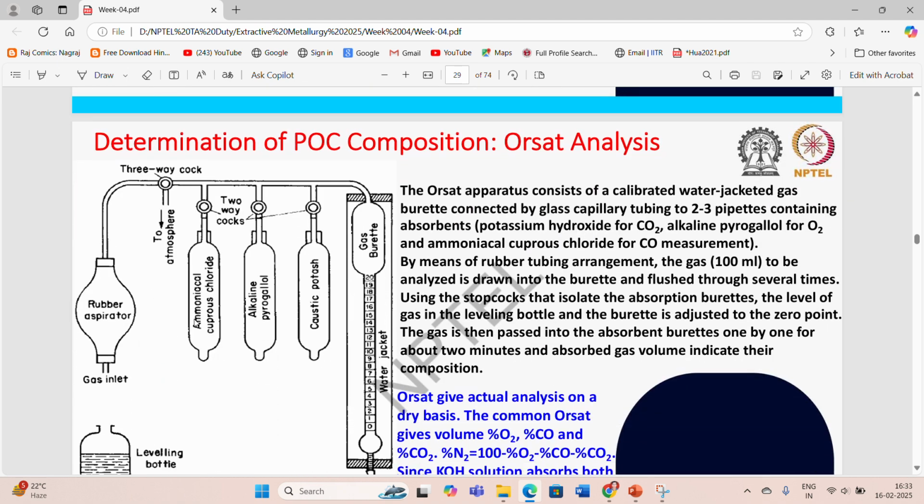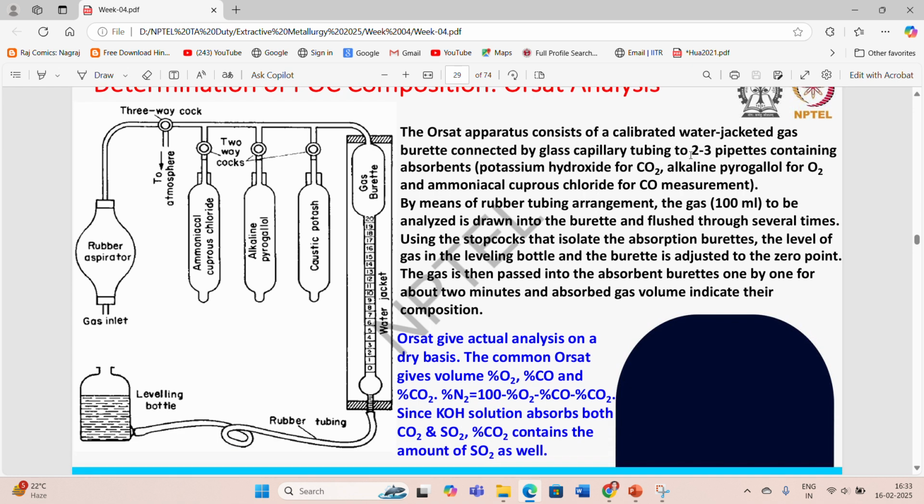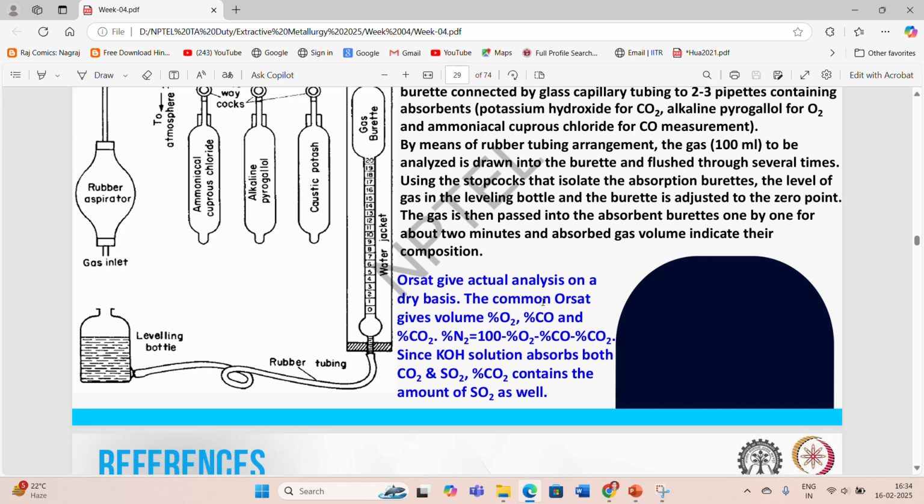So, determination of POC composition or Orsat analysis. The Orsat apparatus consists of a calibrated water-jacketed gas burette connected by glass capillary tubing to 2 to 3 pipettes containing absorbents like potassium hydroxide for CO2, alkaline pyrogallol for O2, and ammoniacal cuprous chloride for CO. What is the Orsat analysis? This Orsat analysis gives actual analysis on a dry basis for a fuel source. The common Orsat gives the volume percentage of O2, CO, CO2, N2, and the SO2 amount present in a fuel source.